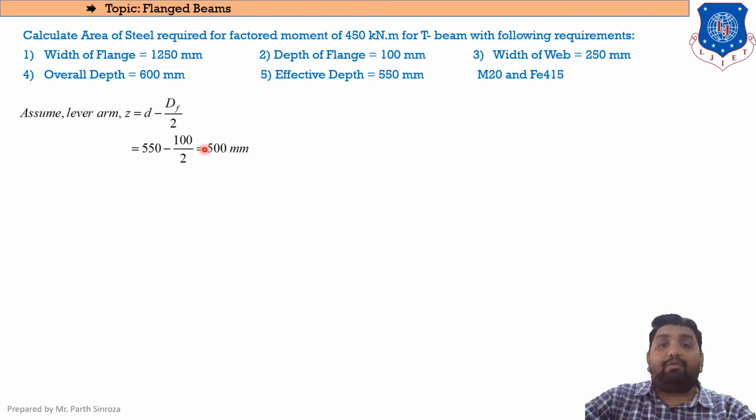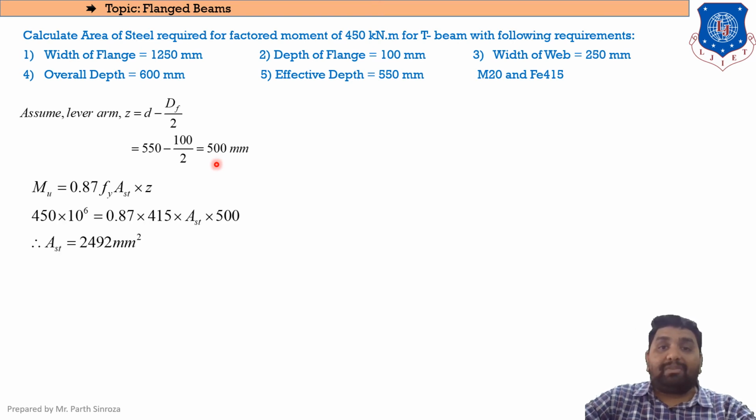So the lever arm for a flange section will be represented by Z, and Z will always be equal to d minus Df by 2, that is effective depth minus depth of flange by 2. Effective depth is given in the question to be 550. The depth of flange is 100. So the lever arm here comes out to be 500 mm. Okay? So now we will be using the equation for moment.